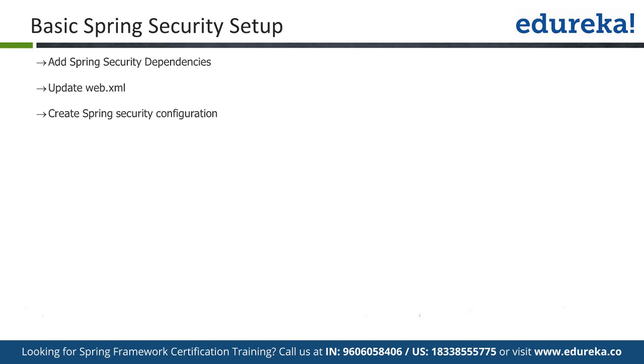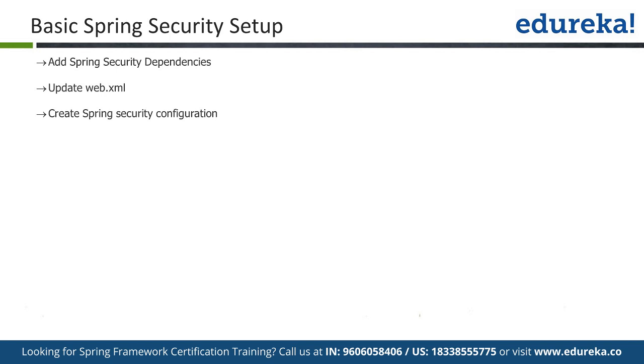Why do we need to update web XML in Spring Security? We need to update web XML for filters. We need to add filters so that we can filter a request for security. Then we need to create a Spring Security configuration. That is another XML file which will only hold or handle the Spring beans for your security features. Very basic 3 steps: add jar files, update your web XML, create an XML file for your Spring Security configurations.